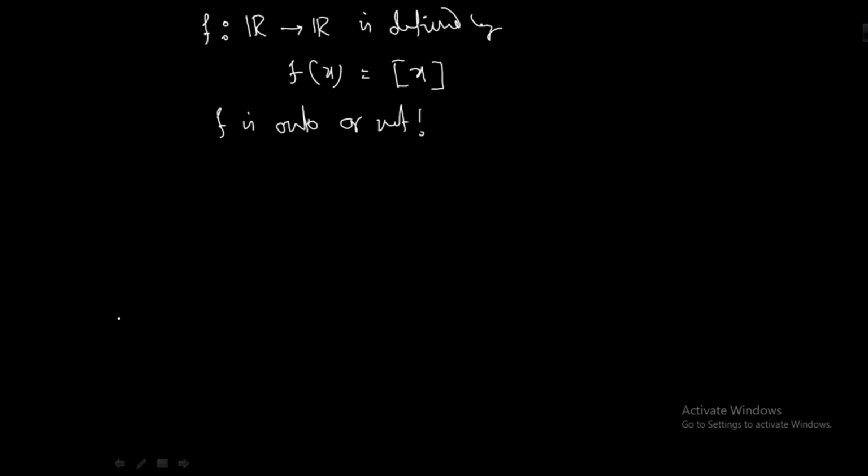Here the codomain is the set of reals. That means if f is onto, then the range set is also the set of reals. If the function is not onto, then you will get a range which will be a proper subset of the set of reals.